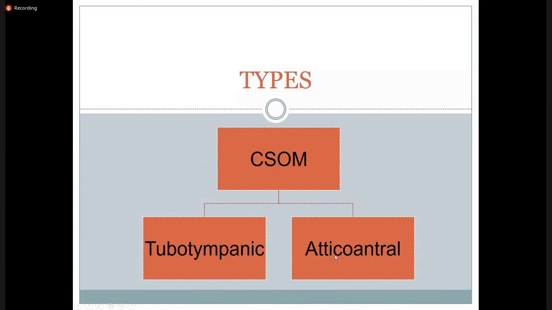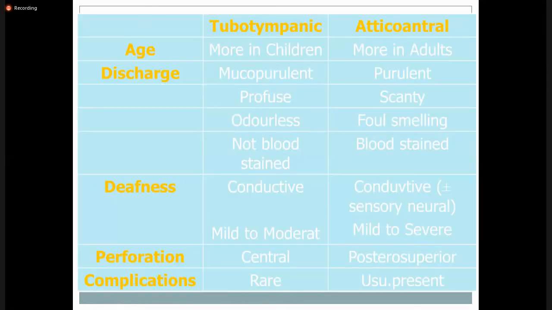because the attic is the uppermost part of the middle ear cavity, which is connecting with the antrum. The antrum is the biggest cell of the mastoid air cell system, and it's connecting with the middle ear cavity. This is usually a serious type of CSOM found in adults, and it's called the unsafe type, while tubotympanic is the safe type of CSOM.